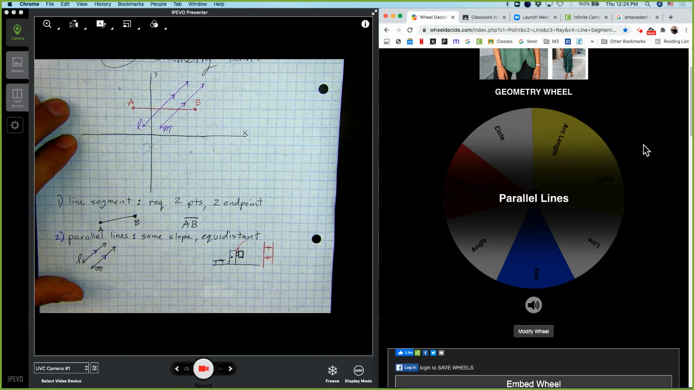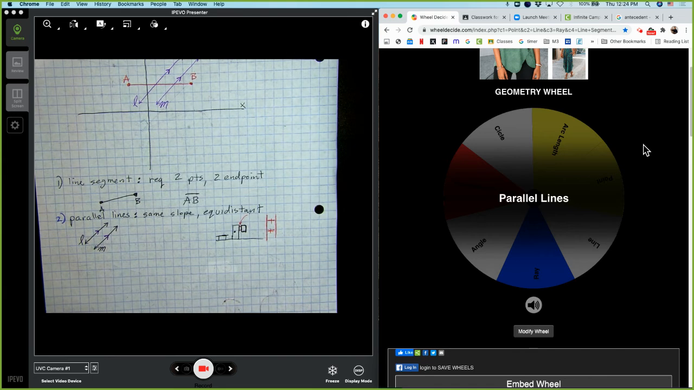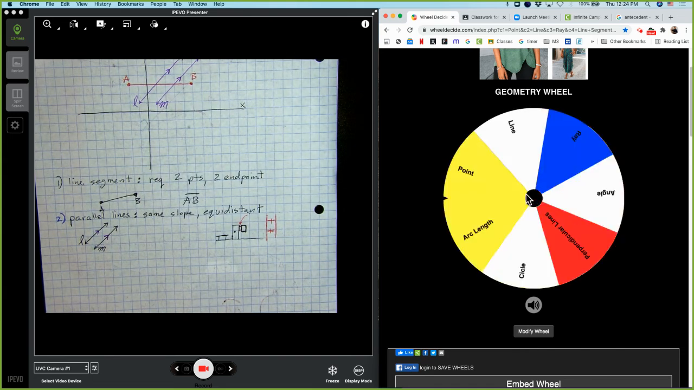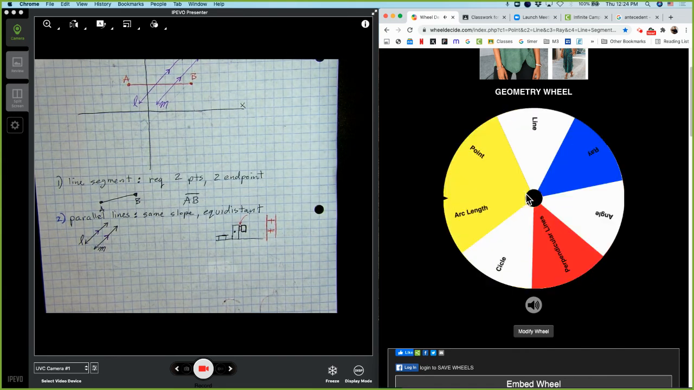A famous painting. That's cool. Starry Night or something. All right, let's spin the wheel. Let's keep going with this. What's next?